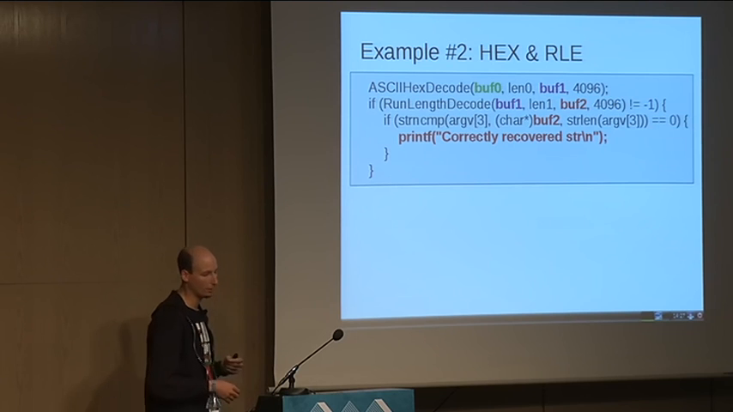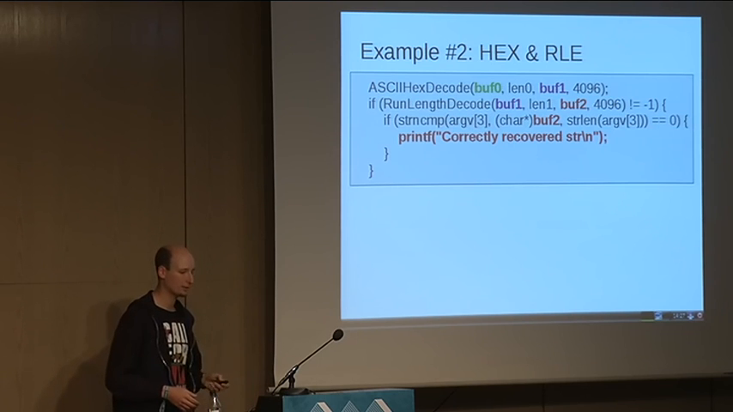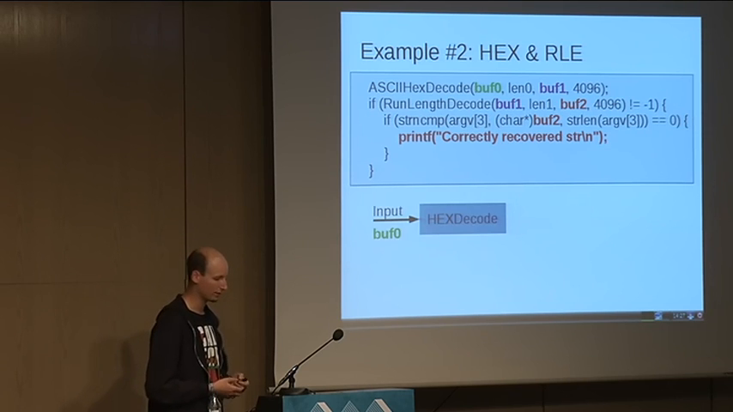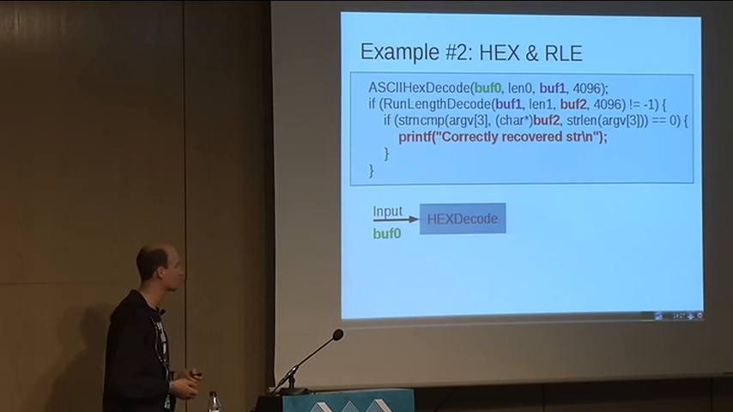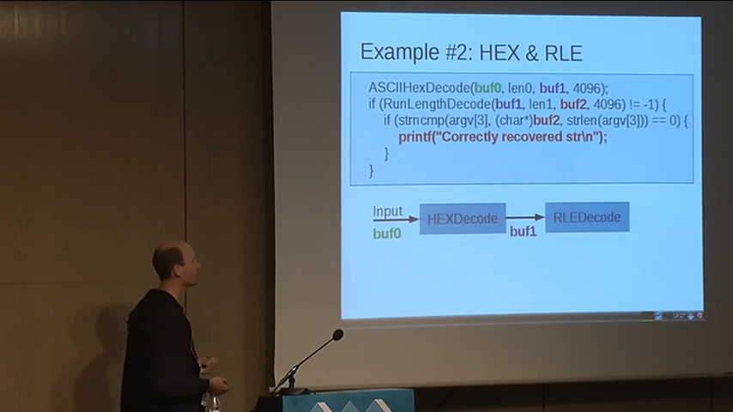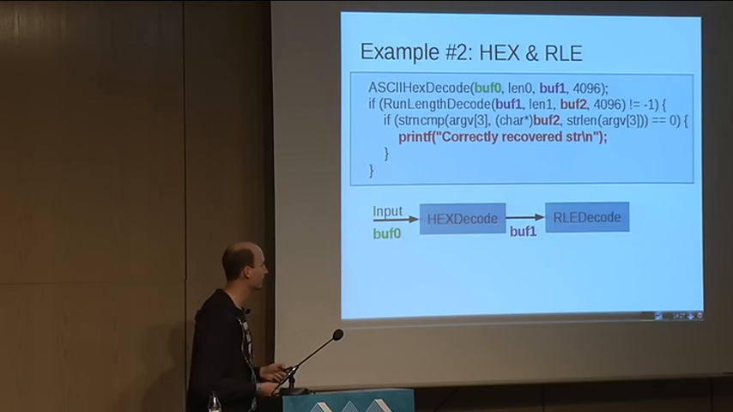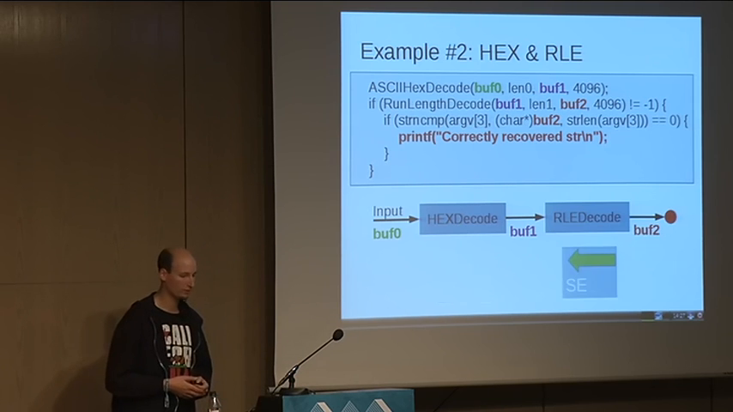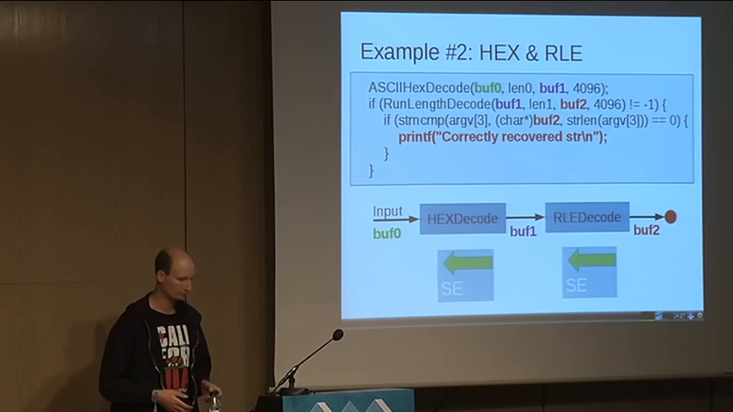And we constrain symbolic execution to one transformation at a time, and the symbolic input bytes only have to flow through one transformation. So we have buffer 0, we go through hex decode. We have buffer 1, we go through RLE decode, and then we end up with our win condition. And we use two steps of symbolic execution.